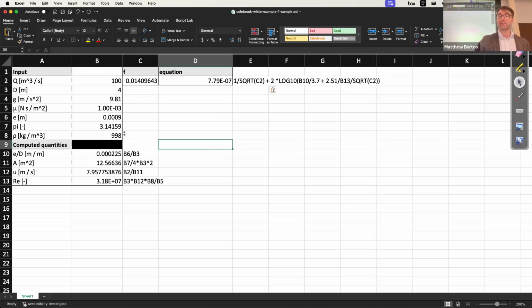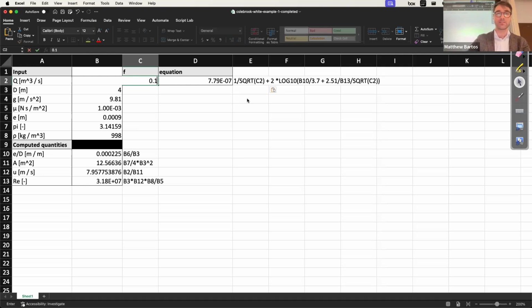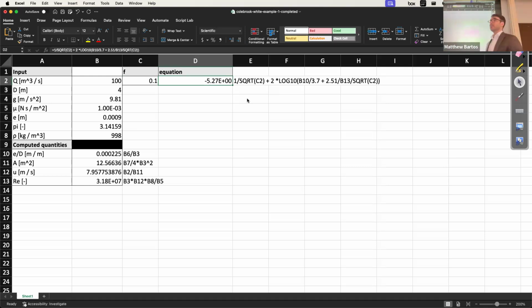Then we had 2 cells that we are using to try to determine the value of the friction factor. Cell C2 contains the variable that we are trying to solve for. I'm going to reset this and set it to 0.1. Then we have our objective function cell, which contains the Colebrook-White equation. We are trying to find the value of the friction factor F such that this cell evaluates to 0. This is the formula that should be in that cell.